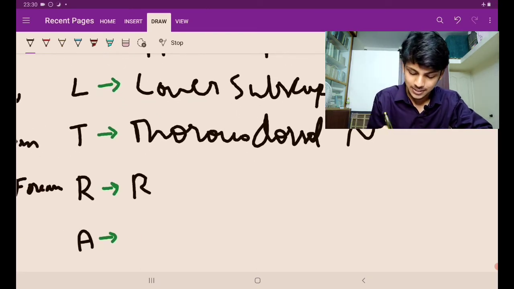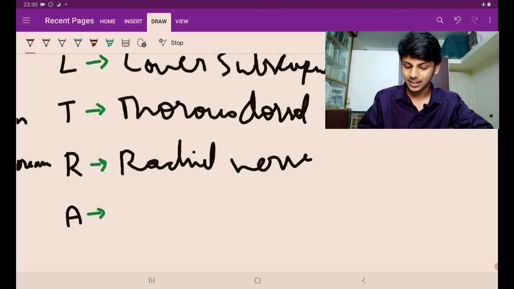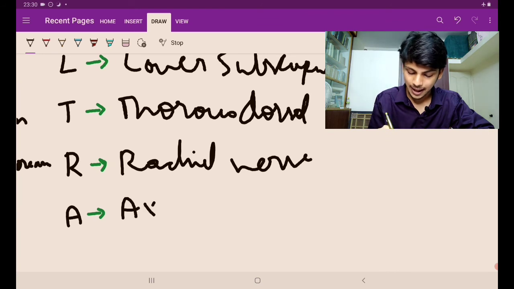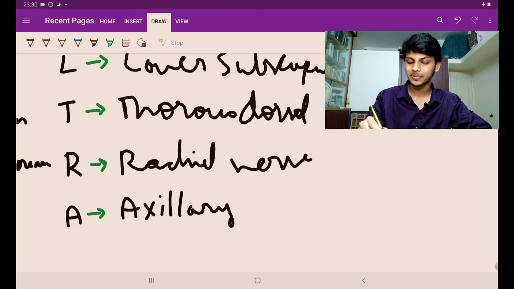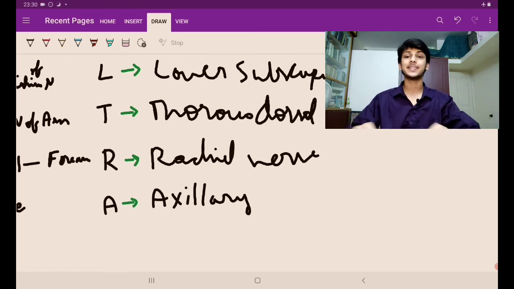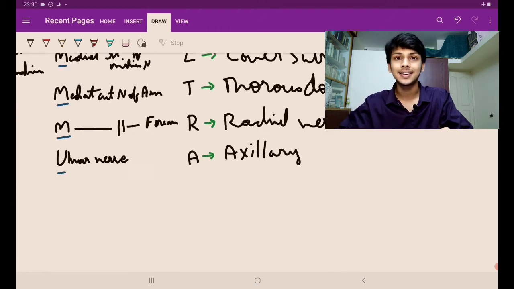Then there is R, which is the radial nerve, a very important nerve of the arm. And then there is A, which is the axillary nerve, a very interesting nerve which has a very interesting clinical correlation. Basically, during intramuscular injections, the axillary nerve is injured. We'll be studying that in detail too.